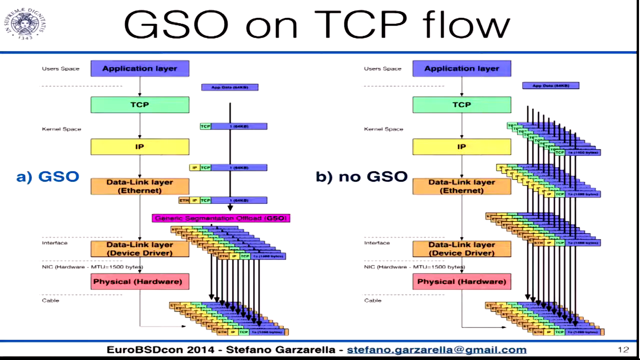On the left, there is a GSO scheme diagram. And on the right, there is the case without GSO support. Much of the advantage of the hardware TSO comes from crossing the network stack only once. The GSO does the same by doing the segmentation in software as late as possible. Ideally, this could be done within the device driver, but that would require modification of all drivers. A more convenient, similarly effective approach is to do the segmentation just before the packet is passed to the driver.